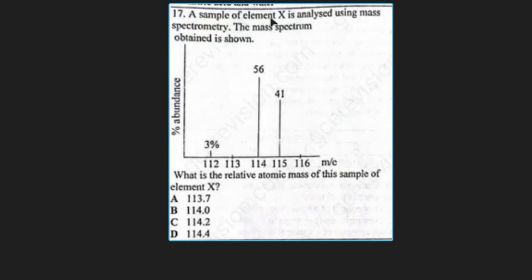Question 17. A sample of element X is analyzed using mass spectrometry. The mass spectrum obtained is shown. We have relative abundance versus mass per unit charge. So we have different peaks corresponding to different isotopic masses. They ask, what is the relative atomic mass of this sample of element X? In order to calculate relative atomic mass, we are going to take the product of relative abundance and the isotopic mass, sum them for all the peaks, and divide by the total relative abundances.